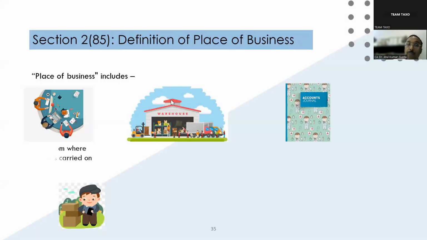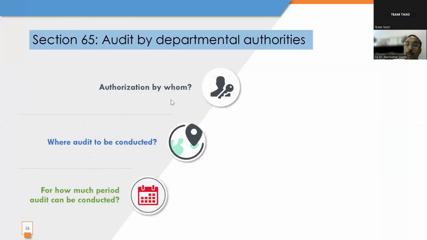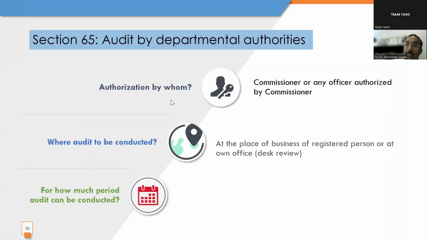One more thing which is very, very important that we should be aware of, is that the department can conduct the audit in any of these places. All these places are called the place of business for the assessee, and that includes the place from where you are doing business, your warehouse, where your books or accounts are being maintained, or in case you are dealing through an agent, then the place of the agent will be called a place of business, where the audit or the scrutiny or the search can be there.